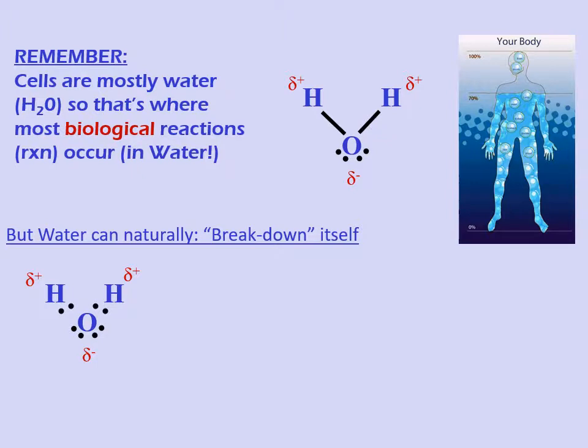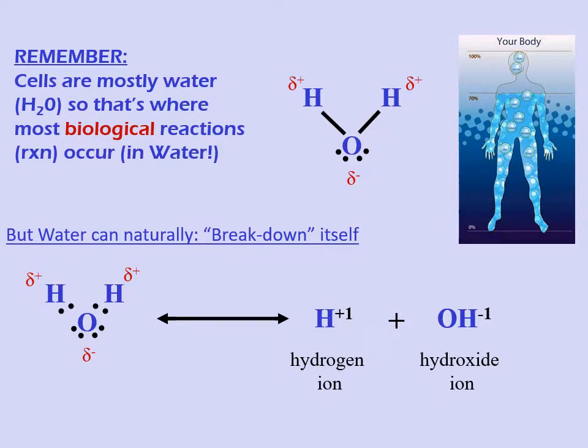For instance, water itself can naturally break itself down on occasion. And what I mean by that is, if these were the outer shell electrons in a water molecule, on occasion this water molecule can split apart. You'll notice this is a double-ended reaction, meaning if you have two of these end products, it can in fact go backwards, but it can also go that way. When it breaks itself apart, because water has three atoms, it doesn't break apart evenly. You can get what we call a hydrogen ion or a hydroxide ion.